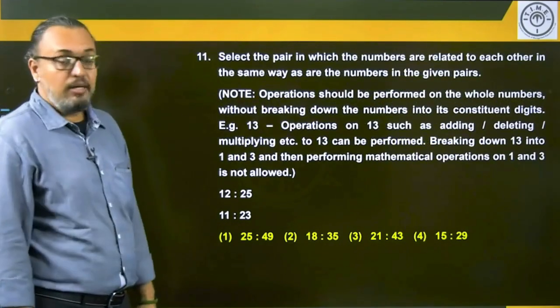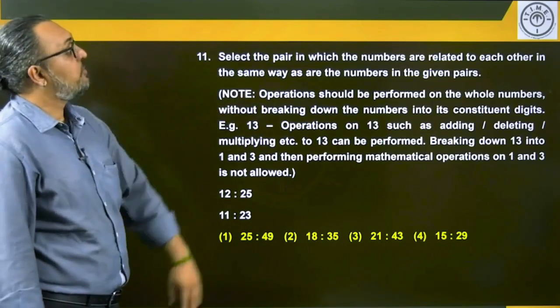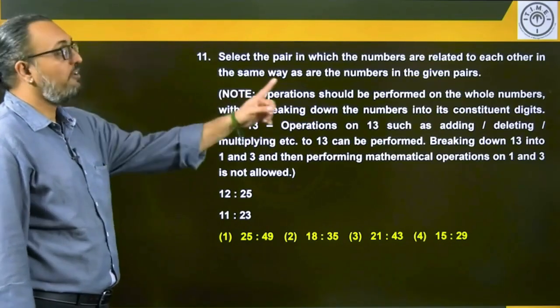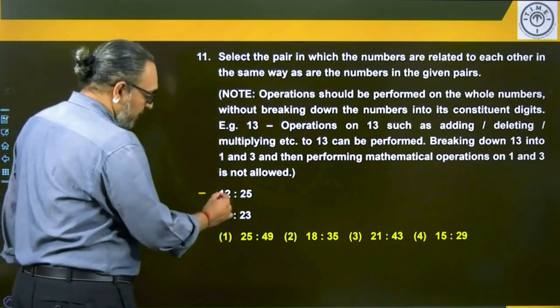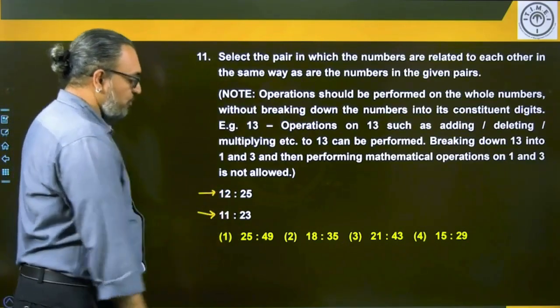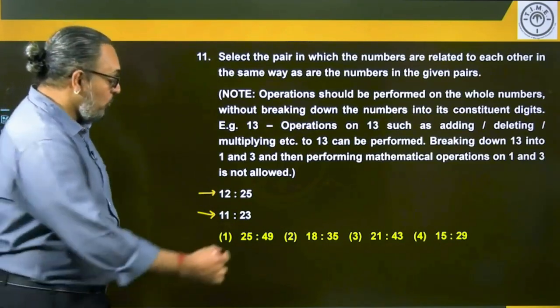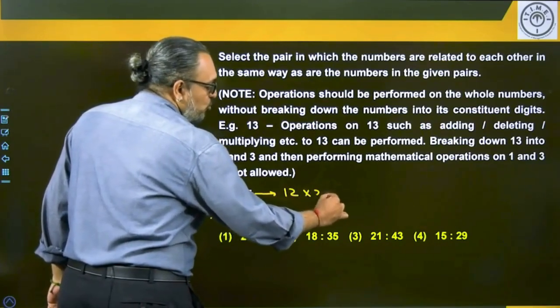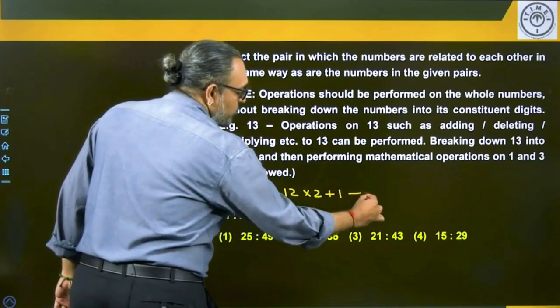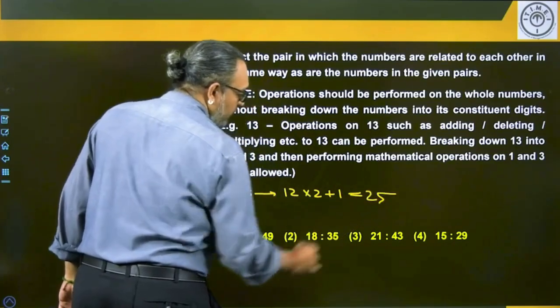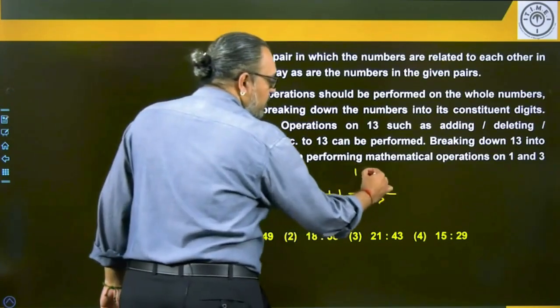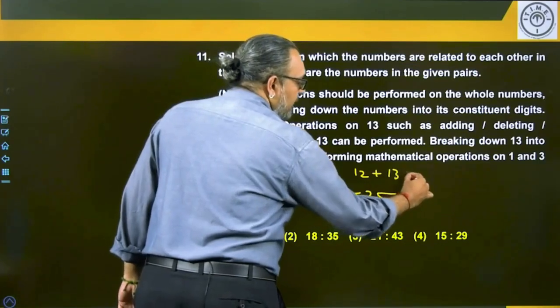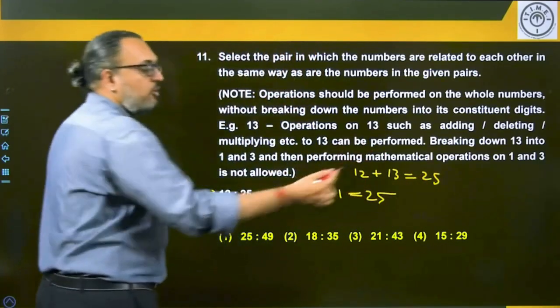Now again we have number analogy. Select the pair in which the numbers are related to each other in the same way as the numbers given in the pair. See, these are the pairs we have. Now what do we do? You can say I can do 12 into 2 plus 1, so that I get 25. Or you can also say 12 plus 13, I will get 25, meaning you are adding the next number to 12.